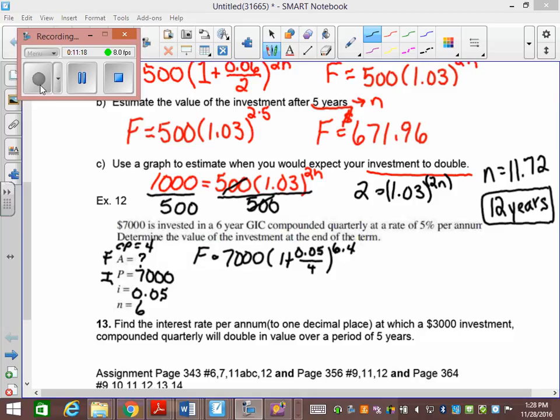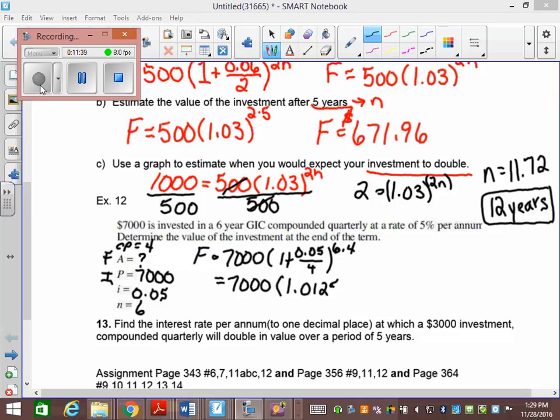So what I like doing first is I like going 0.05 divided by 4, adding 1, raising that whole thing to 24, and then timesing by 7,000. So 0.05 divided by 4 plus 1. If you want to not do it in one step, go ahead and do this.